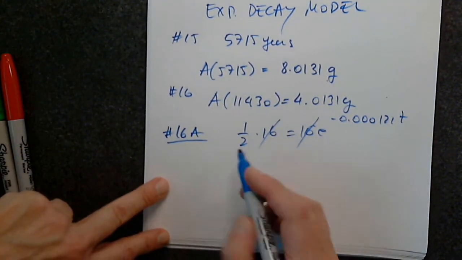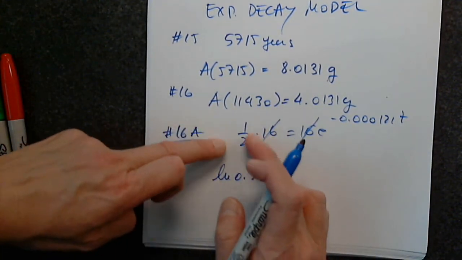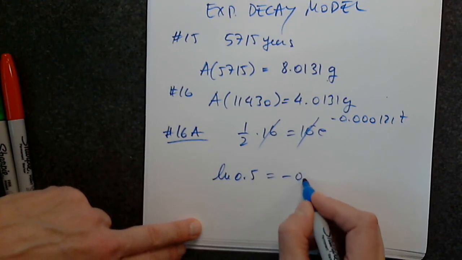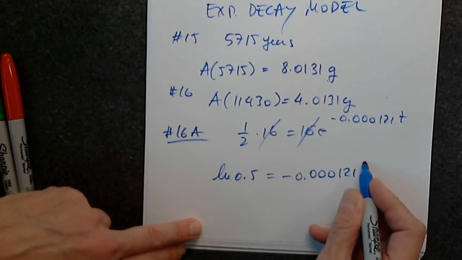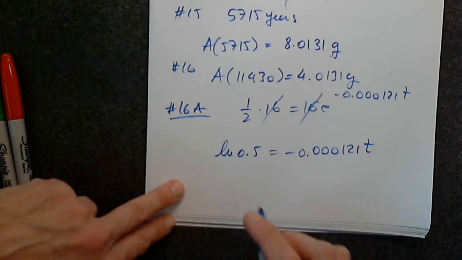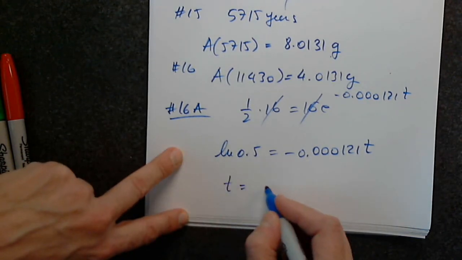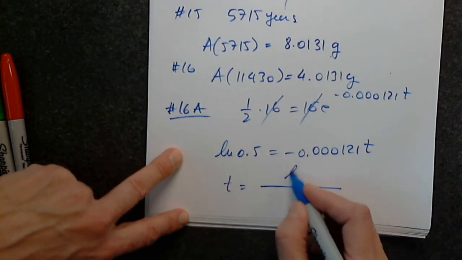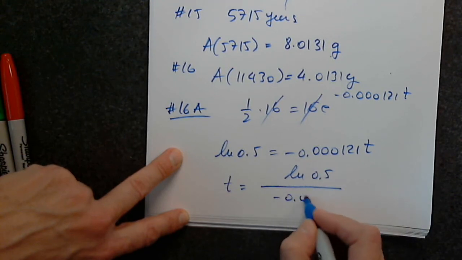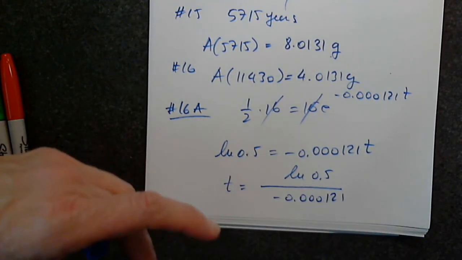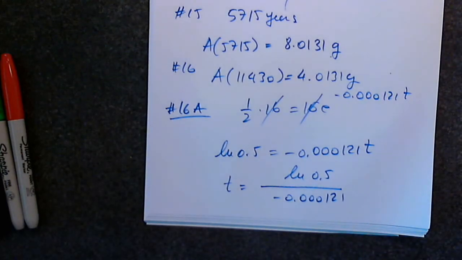So the left-hand side will be natural log of 0.5 because it's 1/2, and the right-hand side will be negative 0.000121 t. And then we are back to the same formula. Natural log of 0.5, negative 0.000121. So initially, the artifact had 16 grams. I would like to know how many years it took for those 16 grams to decay to half. So I have to calculate this.